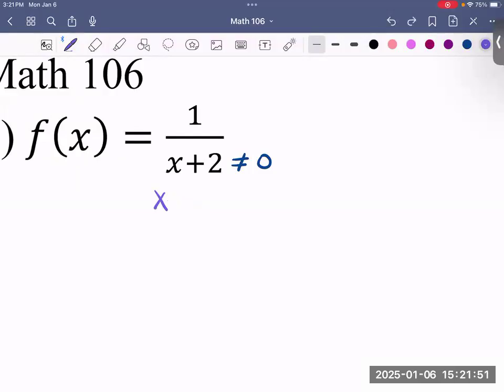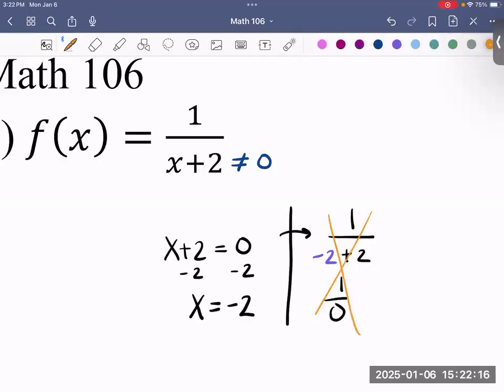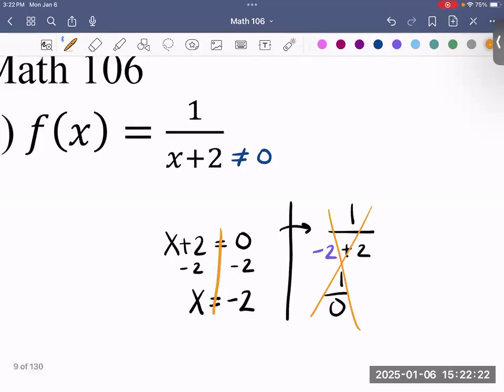Now, if you don't see it right away, all you have to do is say, okay, x plus 2 is equal to 0. I'm going to subtract the 2 to the other side. Therefore, x is equal to -2. But if I put that back in to 1 over -2 plus 2, I'll get 1 over 0, which is, again, not allowed. So it just means that -2 is the number that we need to stay away from.